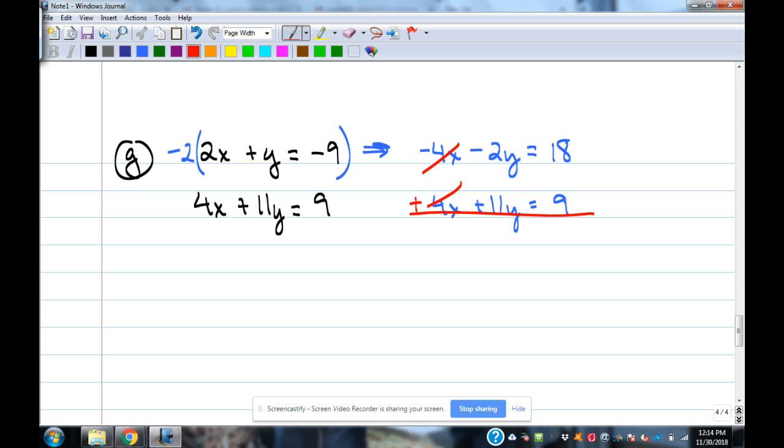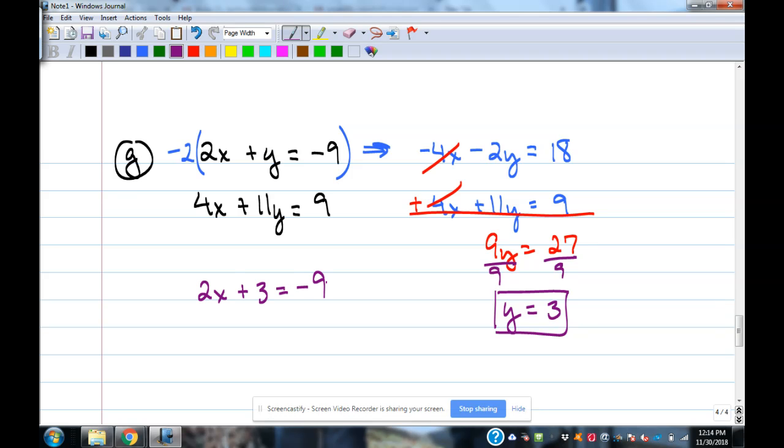-2y plus 11y is 9y, 18 plus 9 is 27. Divide by 9. y is 3. That's nice. I'm going to go to the first equation for this one because I don't even have to do anything when I plug that in. I just put it in there. It's 2x plus 3 is equal to -9. And then get x by itself.